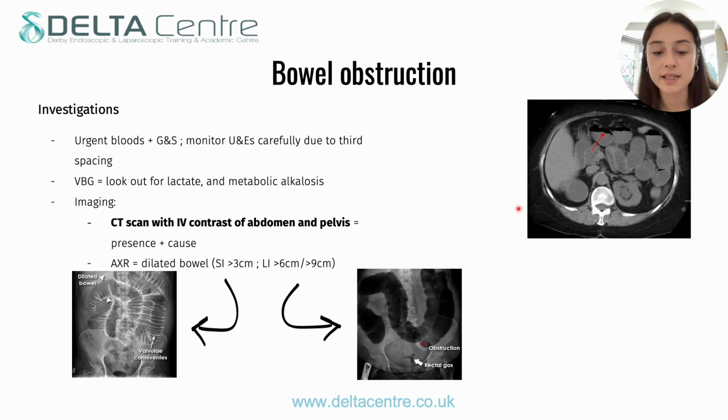Here is a CT scan of the abdomen pelvis, showing a bowel obstruction. As you can see here, the bowel loops are obstructed. So that is a CT scan. CT scan is a bit harder to read than the x-rays, but you can see the really dilated bowel loops here on the CT scan.